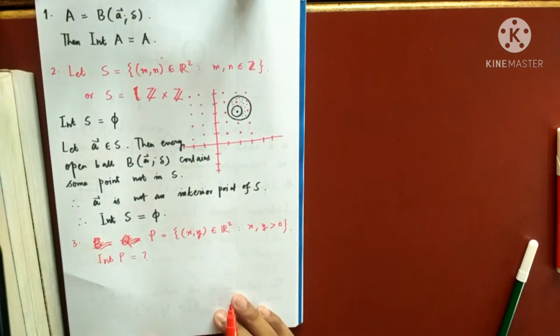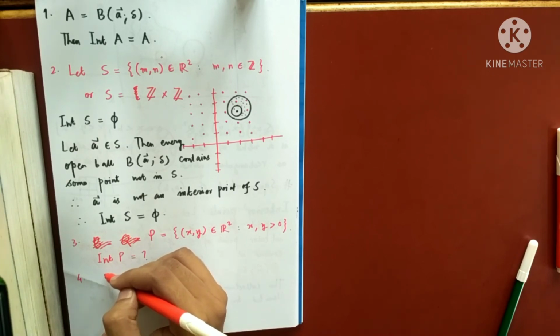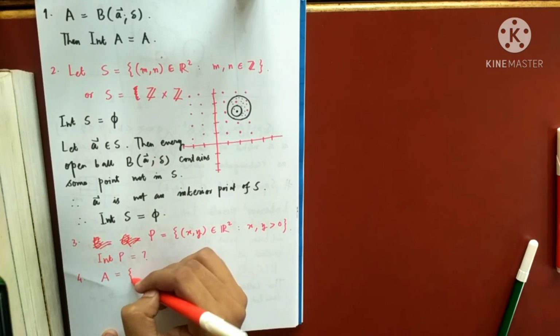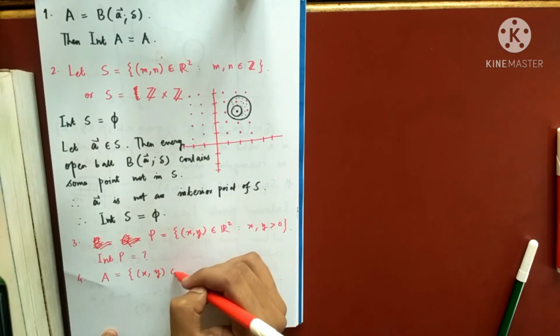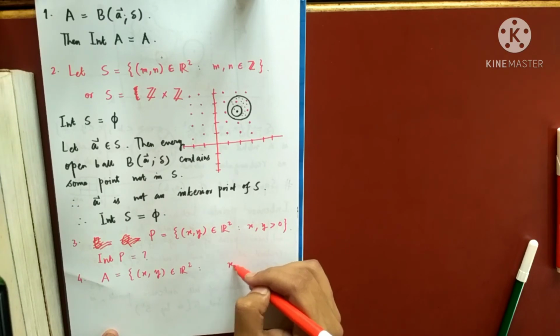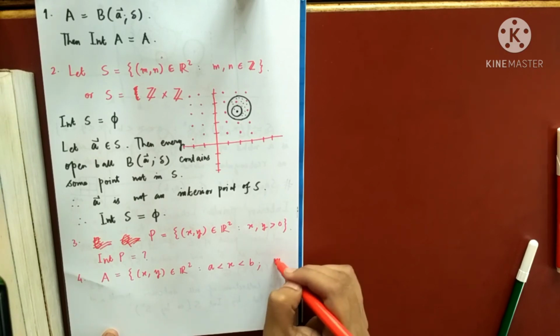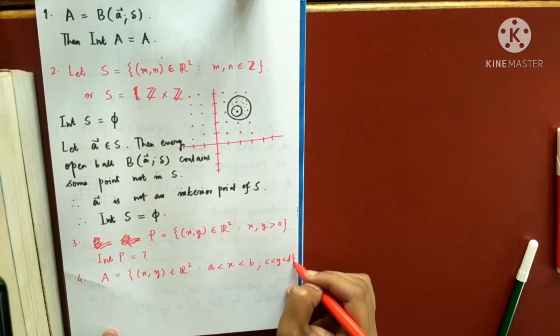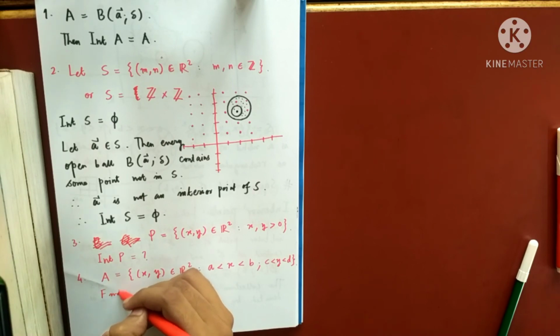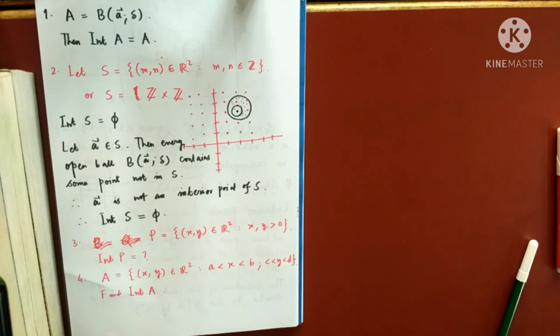And one more, the rectangle. I'm talking about the rectangle, which I'll denote by A. So what is that rectangle? It is all those points in R2 such that x is greater than a, and A can be any number and B can be any number, and y likewise. That's the rectangle that I drew on the previous page. Find the interior. So just picturize things, because I just want to see how you do things.